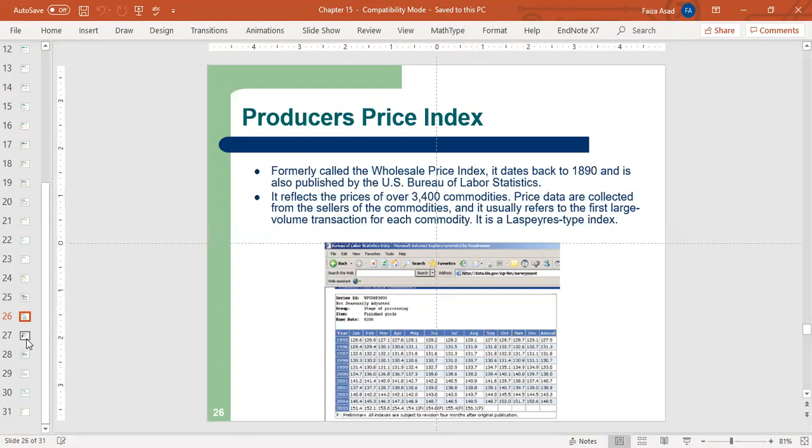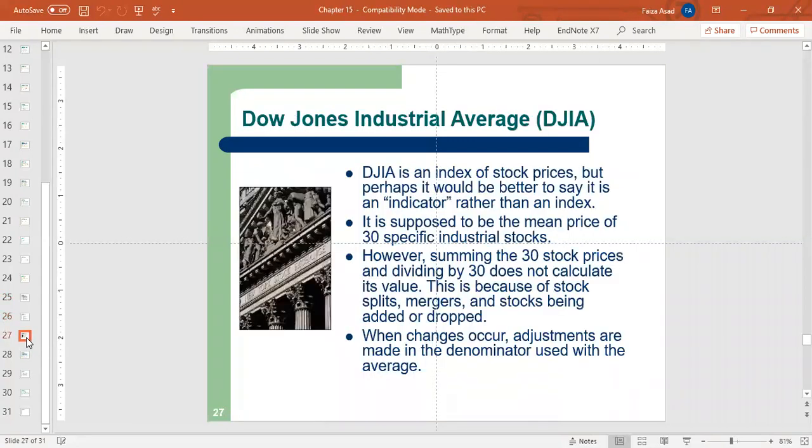So the little introduction is given in your book. If you would like to read the details on these indexes, you can use another source like the internet. So, moving on to the next slide.